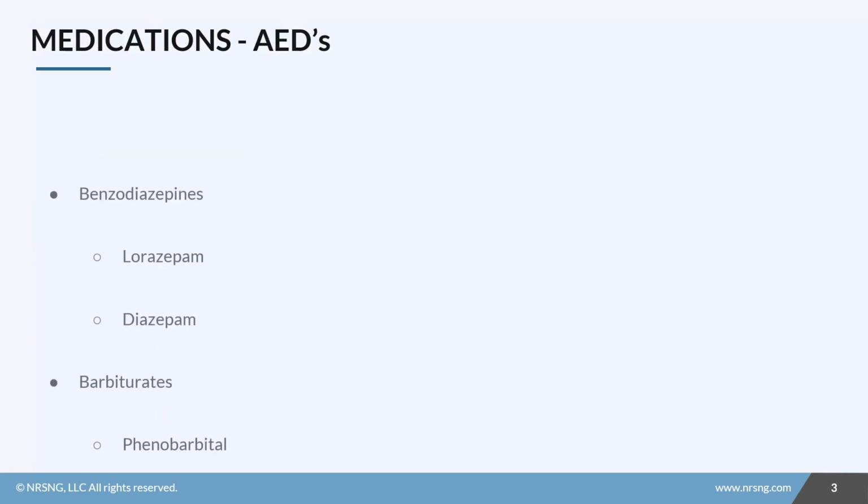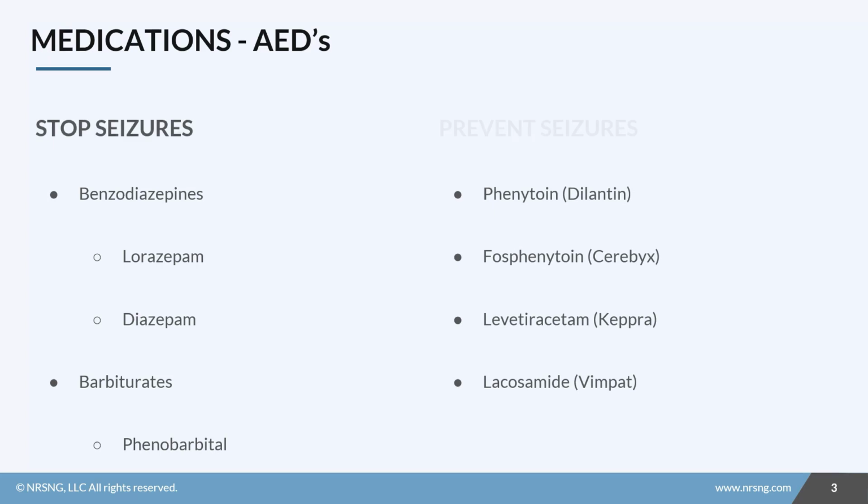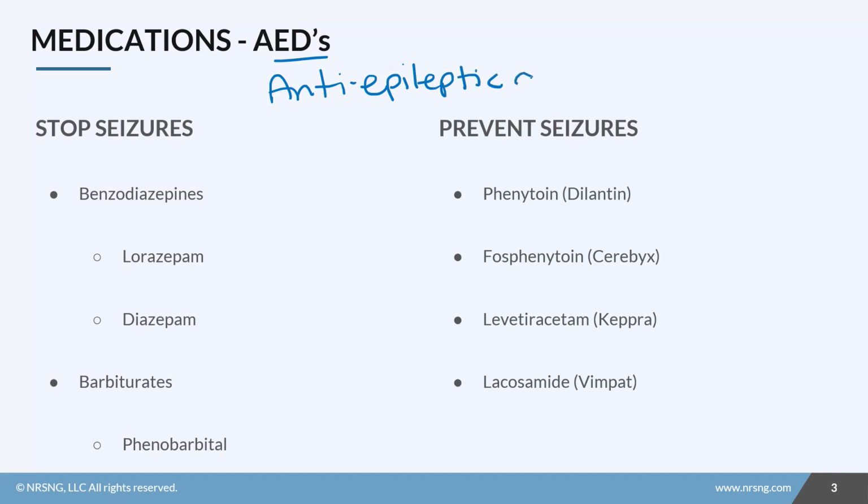Now, when we talk about medications for seizures, we're talking about AEDs or anti-epileptic drugs. Now, there's two sets of drugs that we're going to give to patients who are having seizures. One set is to stop seizures when they're happening, and the other set is to prevent them or be maintenance medication for prevention. So the first line drug for seizures when they're occurring is benzodiazepines. Specifically, lorazepam or Ativan is our first line drug.